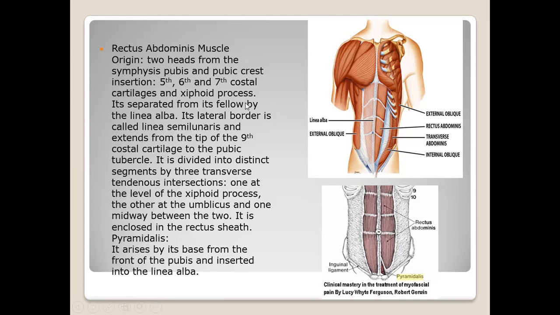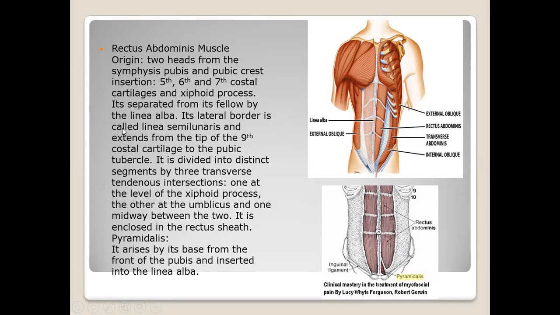It's separated from its fellow by the linea alba. If you see here, all these muscles are in pairs: external oblique, internal oblique, transverse abdominis, and even the rectus abdominis. One on the right side, one on the left side. So they are always in pairs. The right and the left are separated by the central line. Now here you can see this is the linea alba, a white line running all the way from the xiphoid process to the pubic symphysis, where all the muscles are getting inserted. So this is the linea alba. Okay, the right and left rectus abdominis are separated by the linea alba.